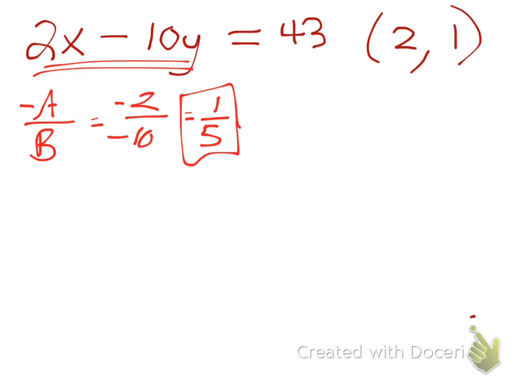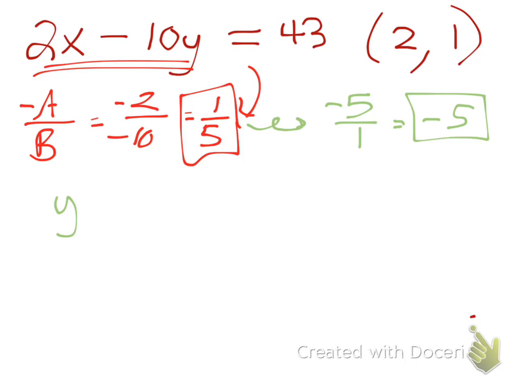Okay, this line has a slope of 1/5. Well, I don't want the new line to have a slope of 1/5. I want the new line to be the opposite reciprocal slope, which would be negative 5 over 1, or just negative 5. So I can say negative 5 in for the m.